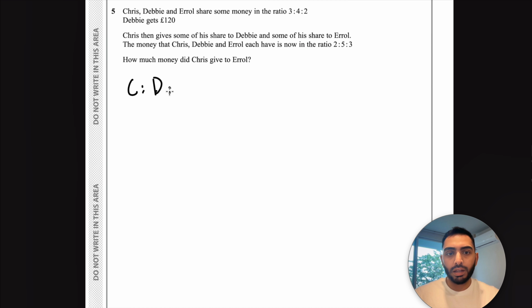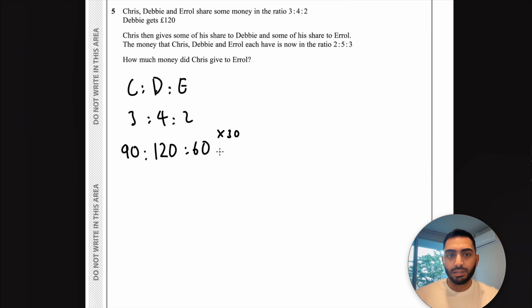Chris, Debbie and Errol share it in the ratio 3 to 4 to 2, and Debbie gets £120. Because we know Debbie gets £120, we can figure out what Chris and Errol get. We need to figure out how much this 4 has been multiplied by to get to 120. 120 divided by 4 is 30. We need to multiply everything by 30. 3 times 30 is 90, and 2 times 30 is 60.